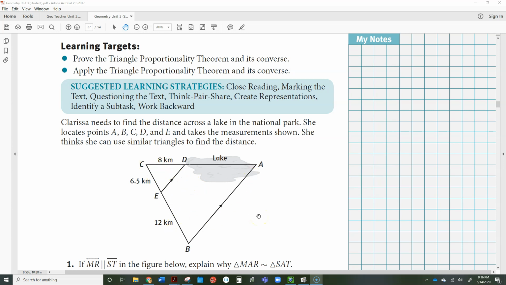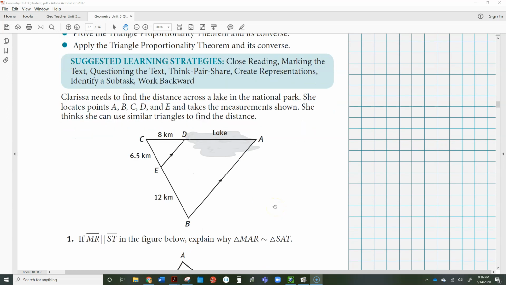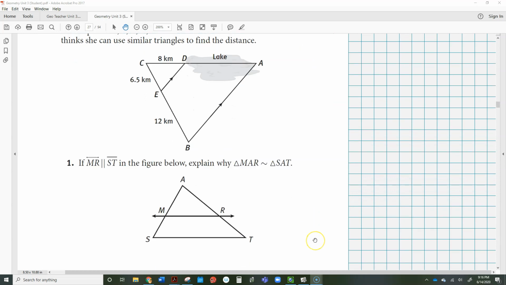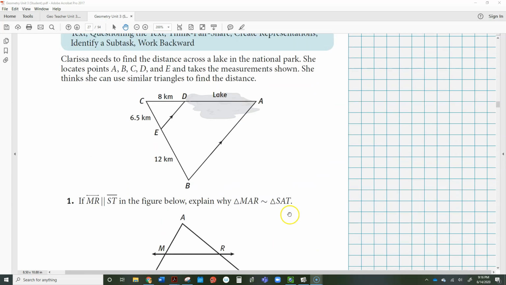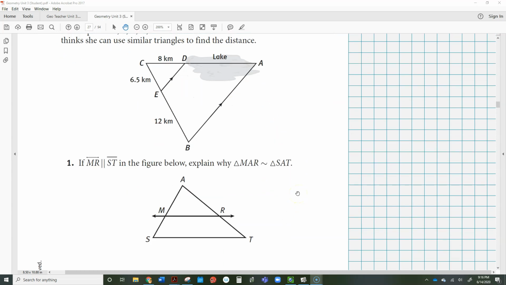Yeah, we did this a while ago, didn't we? Yes, we did. That's why I said it's easy to confuse this with something that we've already done. It'll distinguish itself in just a second. So let's go ahead and walk through this question. It says she wants to find the distance across the lake.